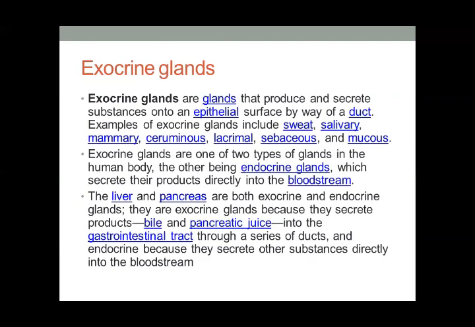Exocrine glands produce and secrete substances onto an epithelial surface by way of a duct. Examples of exocrine glands include sweat, salivary, mammary, lacrimal, sebaceous, and mucous glands. Exocrine glands are one of two types of glands in the human body, the other being endocrine glands, which secrete their products directly into the bloodstream. The liver and pancreas are both exocrine and endocrine glands. They are exocrine because they secrete bile and pancreatic juice into the gastrointestinal tract through a series of ducts, and endocrine because they secrete other substances directly into the bloodstream.